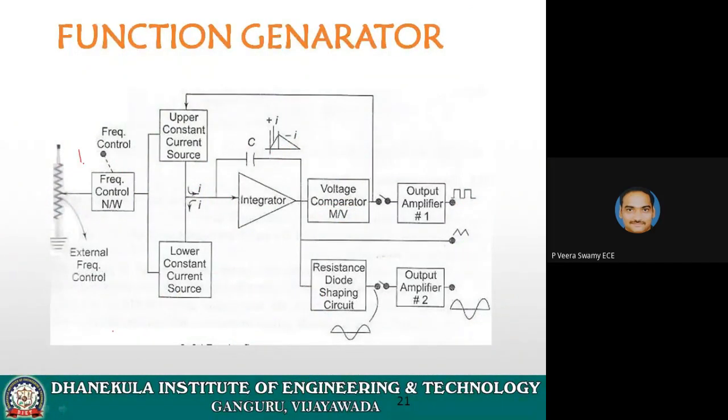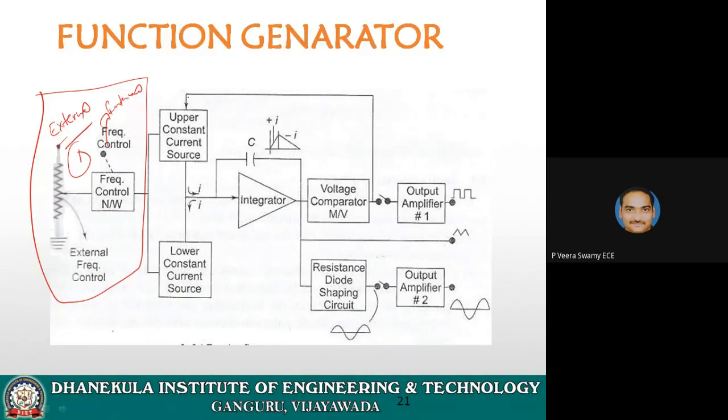So this is the first condition, and this particular block is nothing but the source of the signal. This is internal, and this is external. And there is an upper constant current source and a lower constant current source. This is for high frequency, and this is for low frequency. Both are linear, but here it linearly increases, and here it linearly decreases. This is the integrator, which is used to convert the signal into a triangle. The triangle is available here.